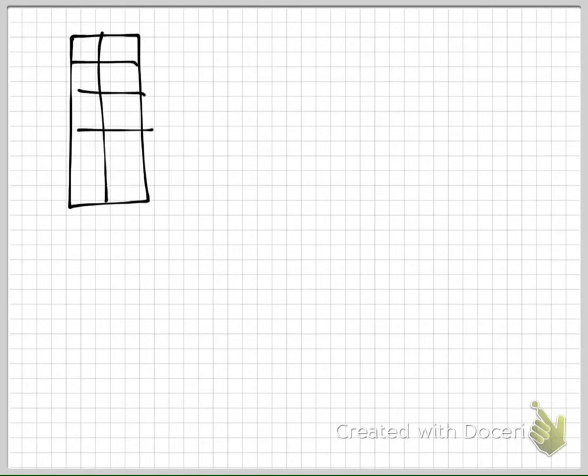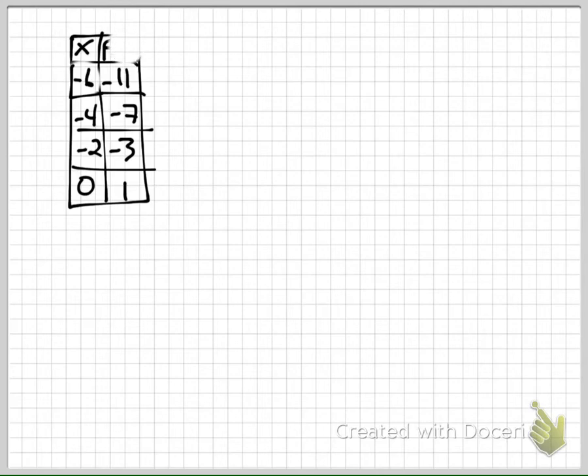Now you guys try one. It's letter C on page 419 if you want, but I'll draw it for you. There's x and f of x, and it goes -6, -4, -2, 0, -11, -7, -3, and 1. It does say y this time. And if it says y, when you give me your answer, you would say y equals.